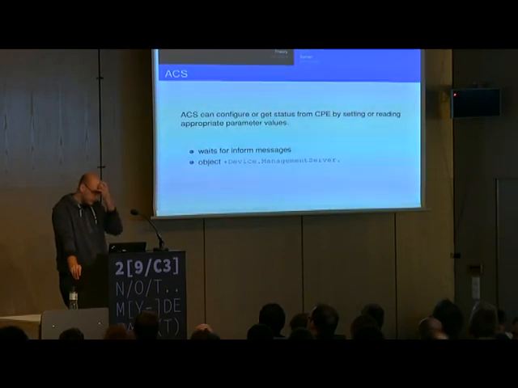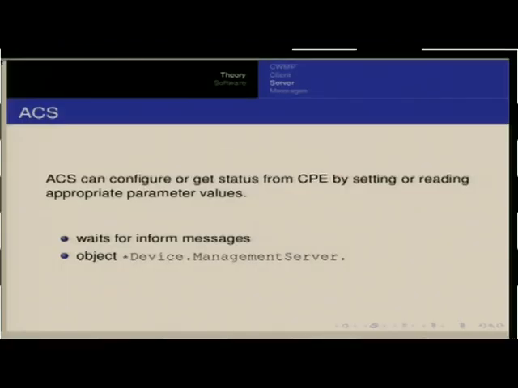ACS can configure or get status from the CP. So it's the central point which manages all CPs. It basically waits until the CP connects to the ACS. So, for example, after a factory reset, the CP connects to the ACS, and then it gets provisioned. These ACS-defined parameters are in the ManagementServer object, the Device Management Server object.